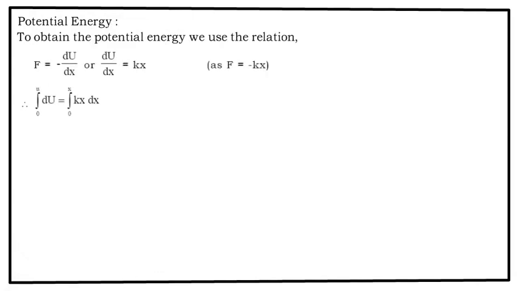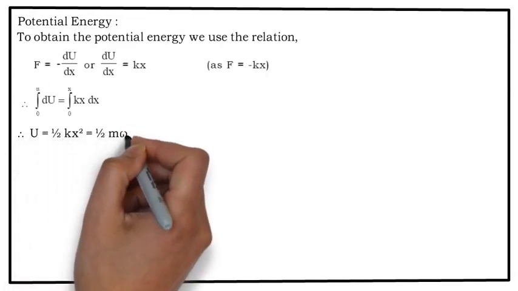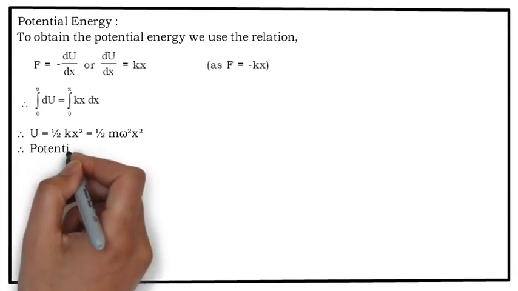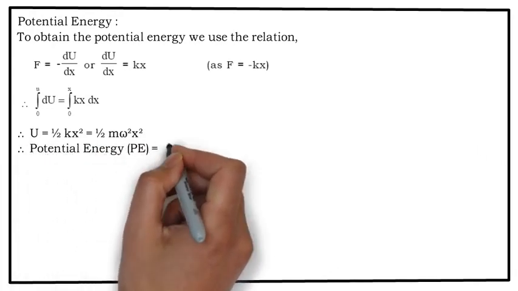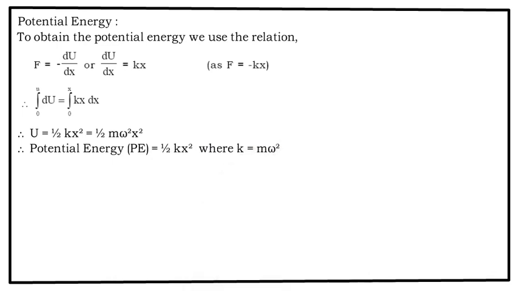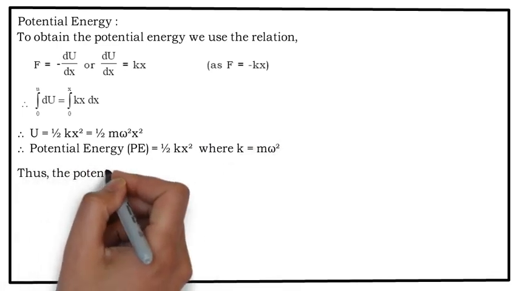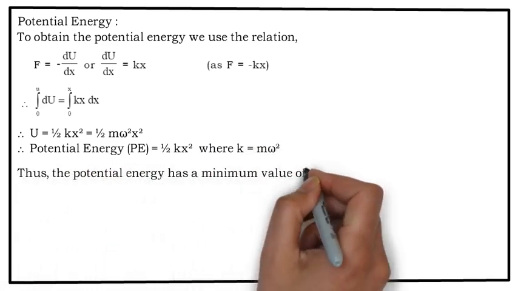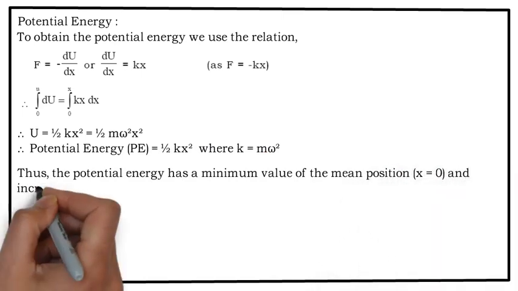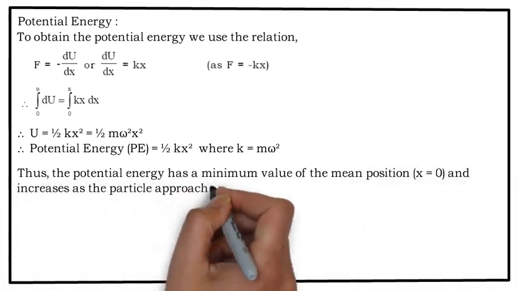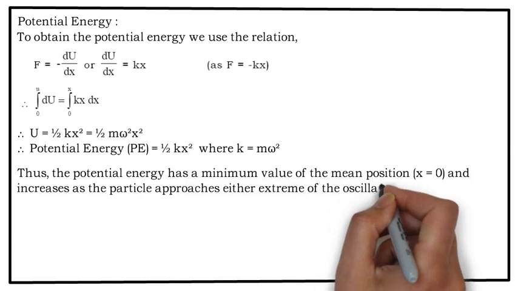Potential energy. Expression for potential energy is equal to half m omega square x square, replace that m omega square by k. So you got an expression for potential energy equal to half kx square. Now in this case if you put x is equal to 0, which is mean position, the potential energy turns out to be 0. And if you write x is equal to plus or minus a, we get a maximum potential energy.